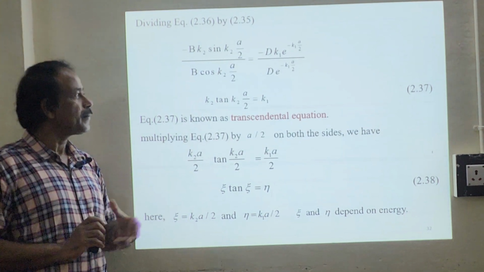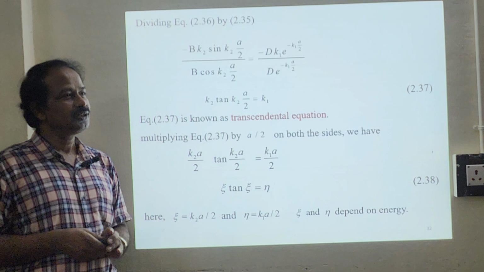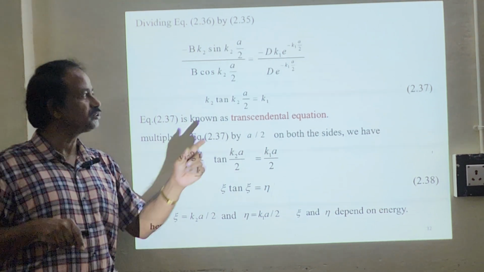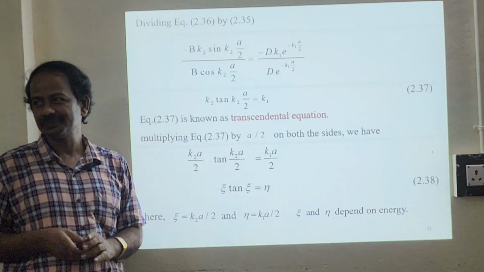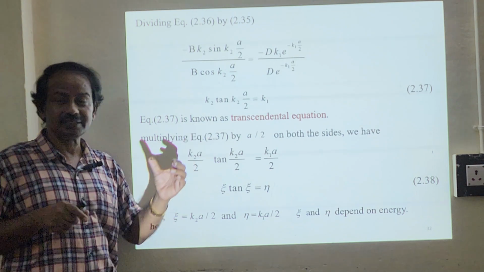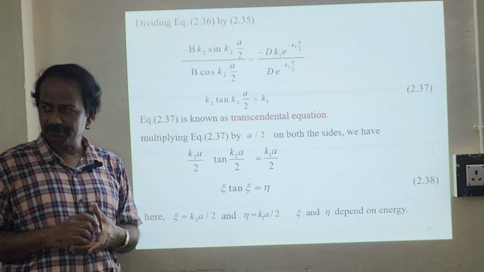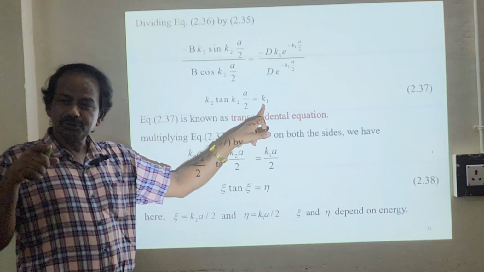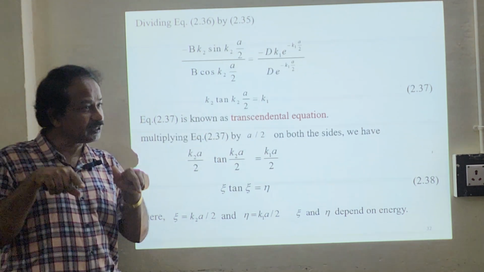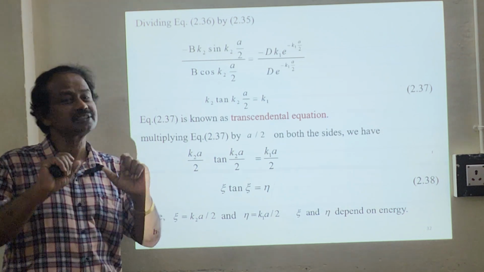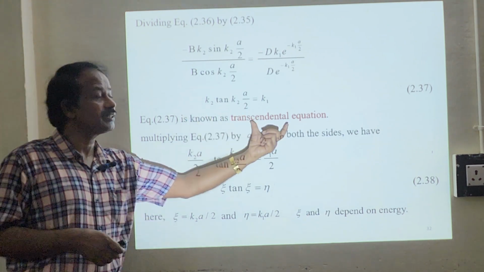Again, this equation is known as a transcendental equation. It means that you substitute some values so that the answer is equal on both sides. Any equation which cannot be solved analytically can be solved only numerically. That is, you substitute values for k1 and k2 and find out for which values these two expressions are equal. Only then can you get the solution. This type of equation is called a transcendental equation.